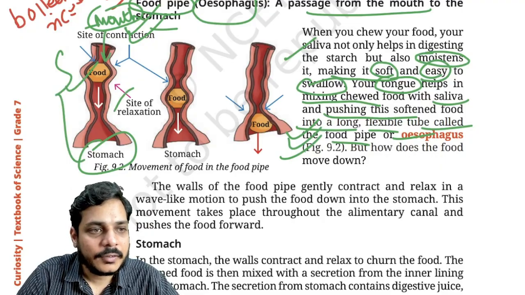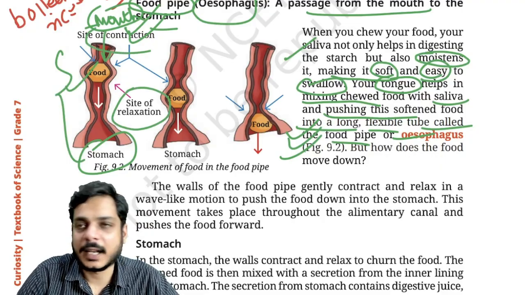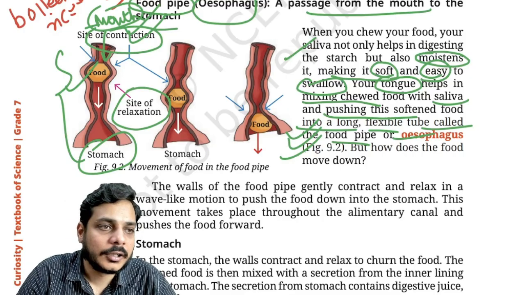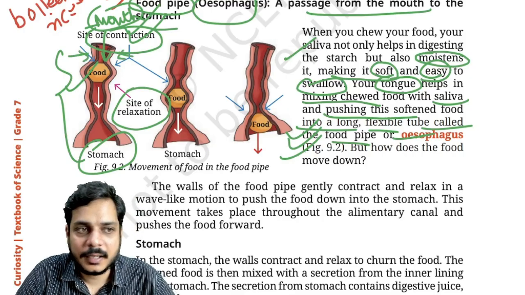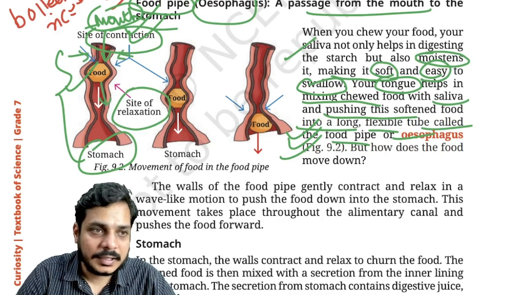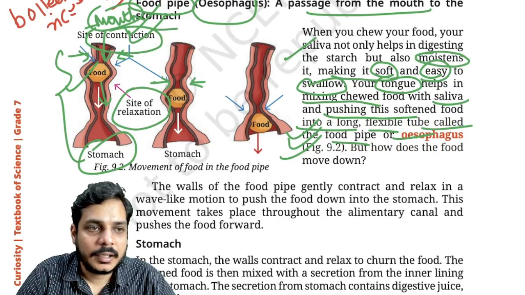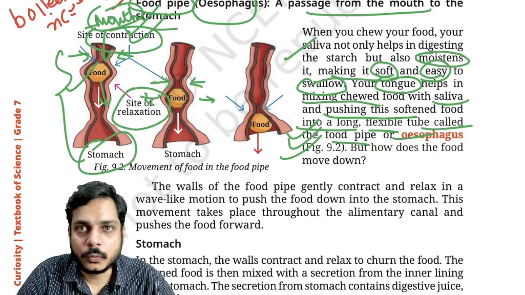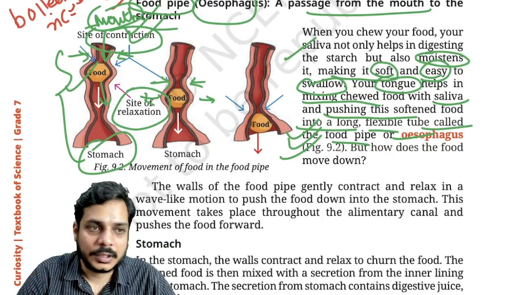So this is the site of relaxation, this is the site of contraction. What do we mean by that? That there is some kind of pressure that is being exhibited. Okay, some pressure is there, and then it moves downwards. This is a sign of contraction, this is again contraction, this is contraction, and this is where you have relaxation. That means the food pipe can expand as the food further progresses through this pipeline.